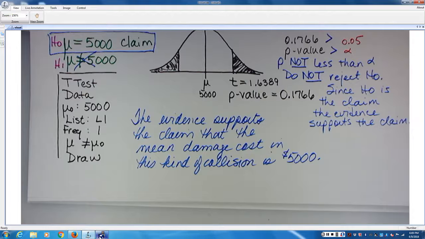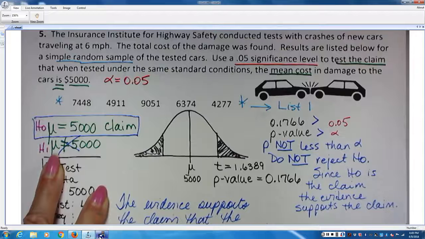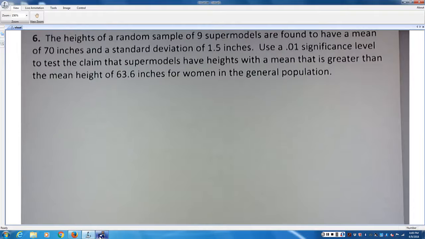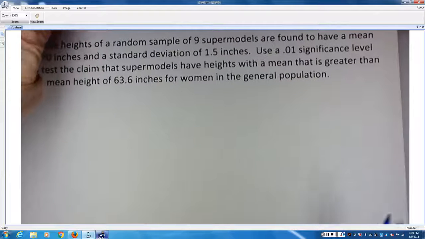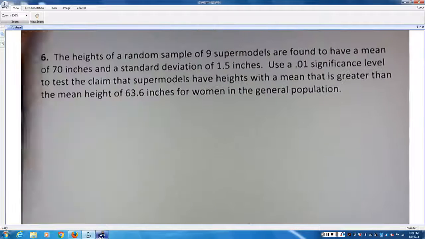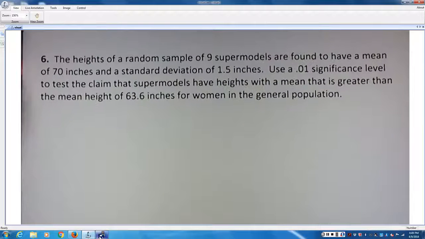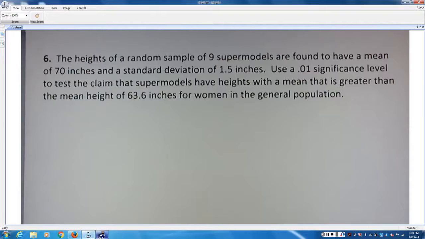Anybody have any questions? Okay, we've got one last problem. And then remember, next time we're going to start chapter 9, so as soon as I get them posted, which will be later on this evening, go ahead and print out your notes and stuff for chapter 9, because we're only going to spend the next class period on chapter 9.